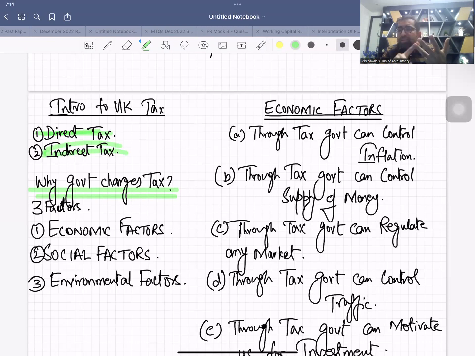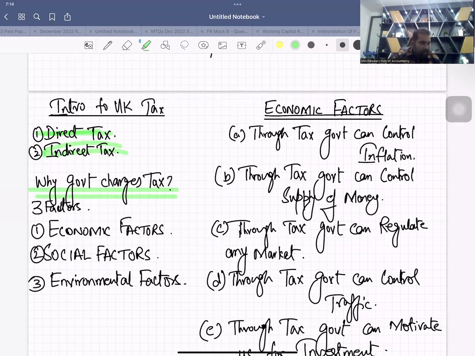Listen to me, construction of the country, for medicine, and for the betterment of the people of the country. So these are all the expenditures. From one side, government collects taxes. On the other side, government spends. So now the question is, why does government charge taxes?